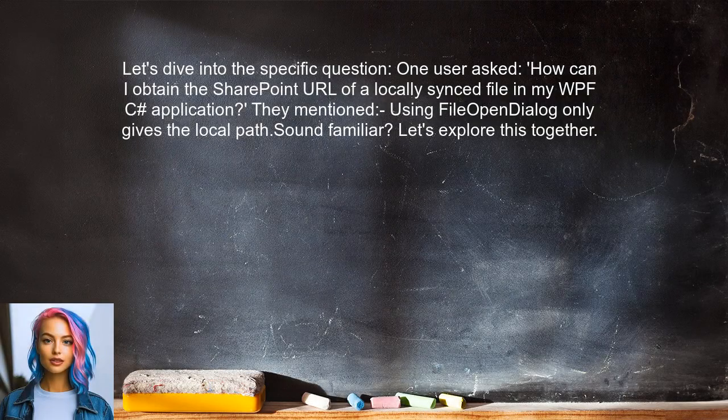Let's dive into the specific question at hand. One user asked, how can I obtain the SharePoint URL of a locally synced file in my WPF C# application? They mentioned that when using a file open dialog, they only receive the local physical path. Sound familiar? If so, let's explore this together.